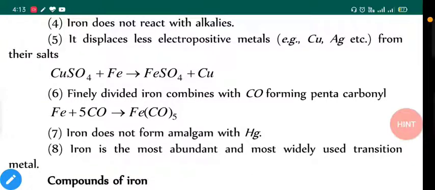Between the Fe and CO, in this case we have a coordinate covalent bond. That means the compound mentioned here is a coordinate complex compound. Iron does not form an amalgam with mercury, and iron is the most abundant and most widely used transition metal. We use iron in multiple different things: in construction, household utensils, nuts and bolts, vehicles, etc. Majority we use iron metal to construct all these things, and our tools are also made up of iron or alloys of iron.